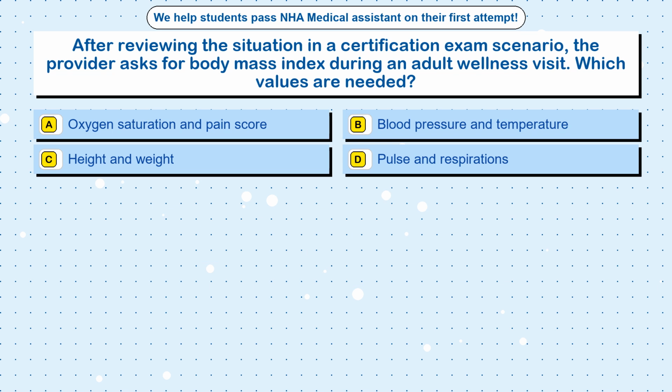Question 1. After reviewing the situation in a certification exam scenario, the provider asks for body mass index during an adult wellness visit. Which values are needed? Option A, oxygen saturation and pain score. Option B, blood pressure and temperature. Option C, height and weight. Option D, pulse and respirations.